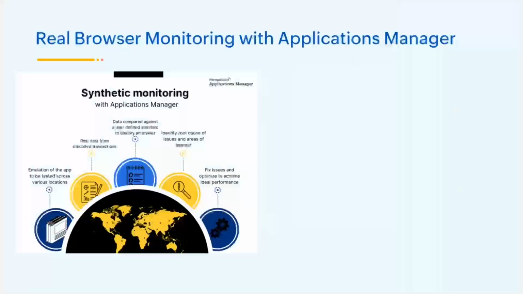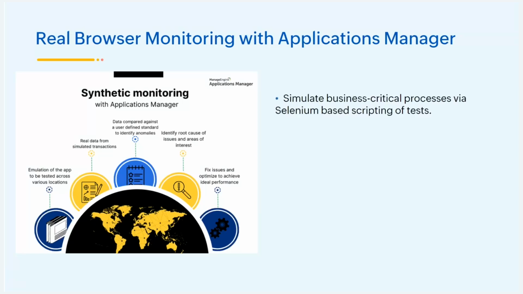Let's see how Applications Manager's Real Browser Monitoring, which is a synthetic transaction monitoring, works. So this feature also launches the actual browser like Firefox from multiple geographical locations and tracks how website elements load from these locations and simulates the user experience.